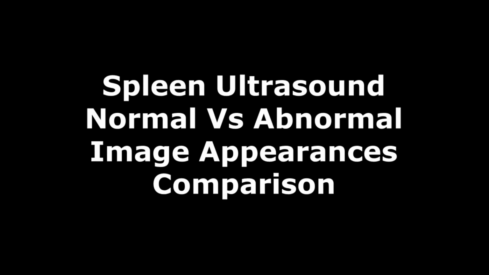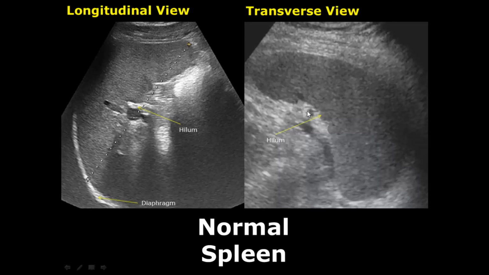Today we will discuss ultrasound appearances of the spleen. The spleen is an intraperitoneal organ that is crescentic in shape and has homogeneous echotexture. And the hilum is the region where the blood vessels enter and exit the spleen.